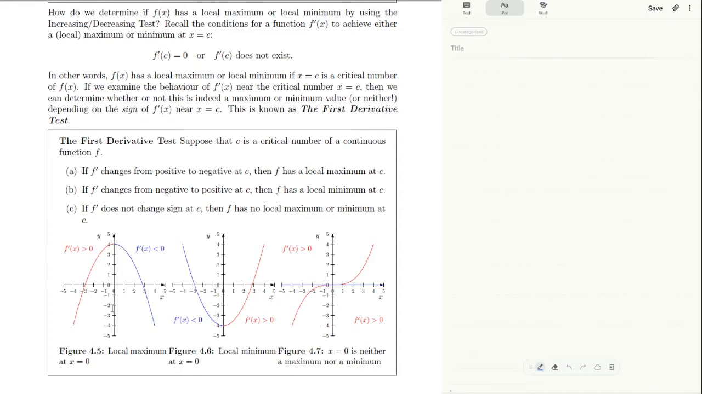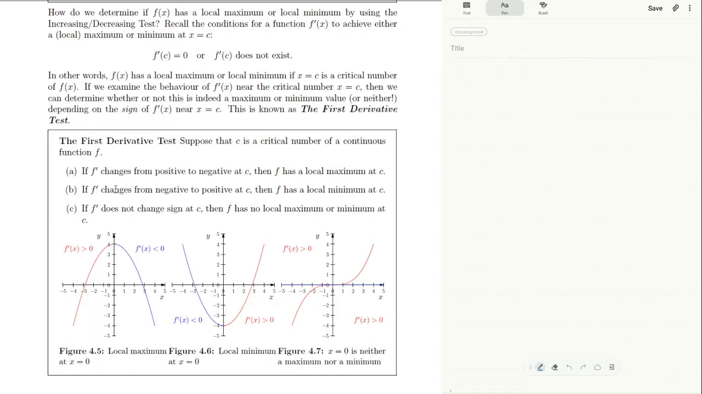So in the example on the left, we have that 0 is a critical number of the function because it has 0 slope at this particular point. And from negative infinity to 0, the first derivative is positive since the function is increasing on this interval. And from 0 to infinity, we see that the derivative is negative, so the function is decreasing on this interval. And since the derivative changes from positive to negative at this critical number, then this tells us that the function has a local maximum at 0.